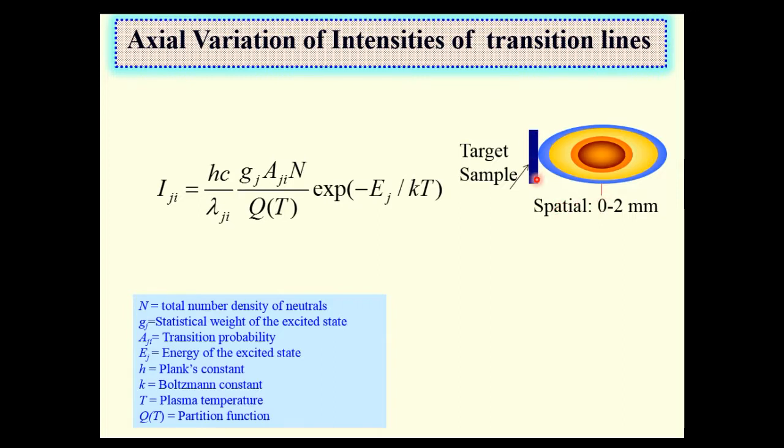So again, let's suppose this is our target material and this is a plasma plume. Now at this position, we do not change delay time, but we only change distance. As we increase distance normal to the target material, again intensity continuously decreases. The variation of intensity depends on this equation. So these are the names. H is Planck's constant, C is the speed of light, lambda is the wavelength of the transition line, A is the transition probability, and G is the statistical weight. Likewise, EJ is the upper energy.